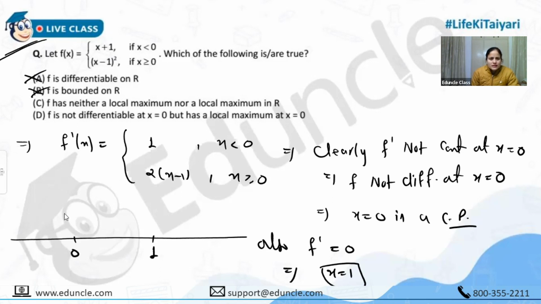When my x is less than 0, derivative is positive. When x lies between 0 to 1, for example 1 by 2, derivative is negative. When x is, okay, strictly greater than 1, derivative is positive. So 0 is a point of local maxima, and while 1 is a point of local minima. Okay, so C option is incorrect, so we have only D option is correct. F is not differentiable at 0, but F has a local maximum at x is equal to 0. Yes, so D option is correct.